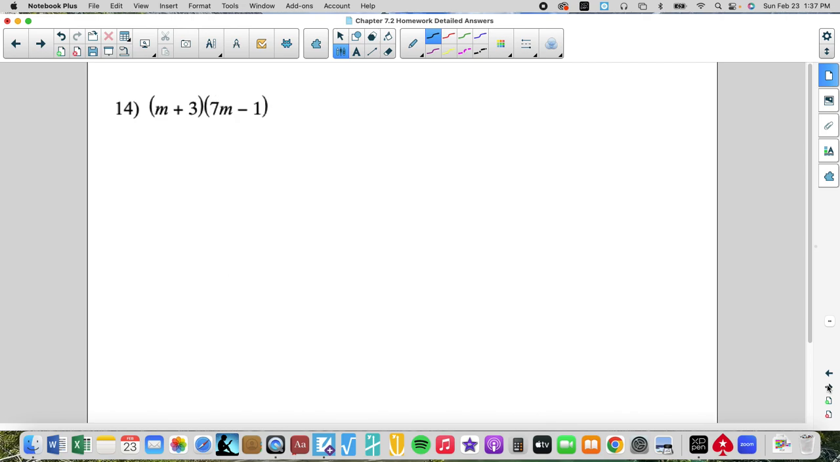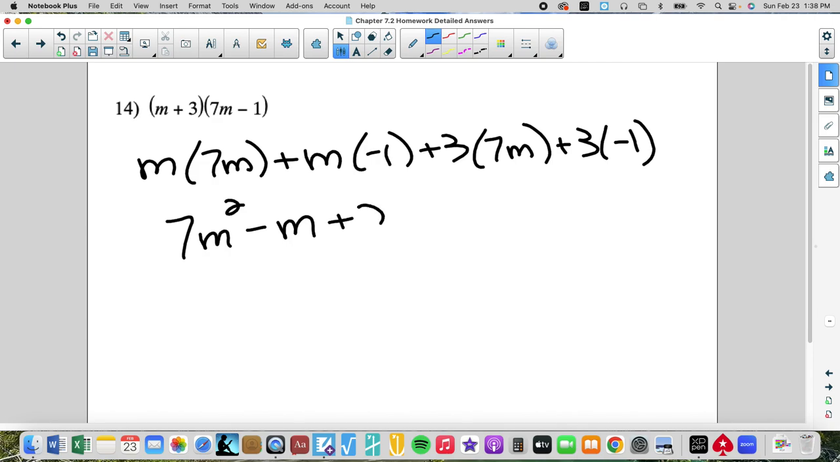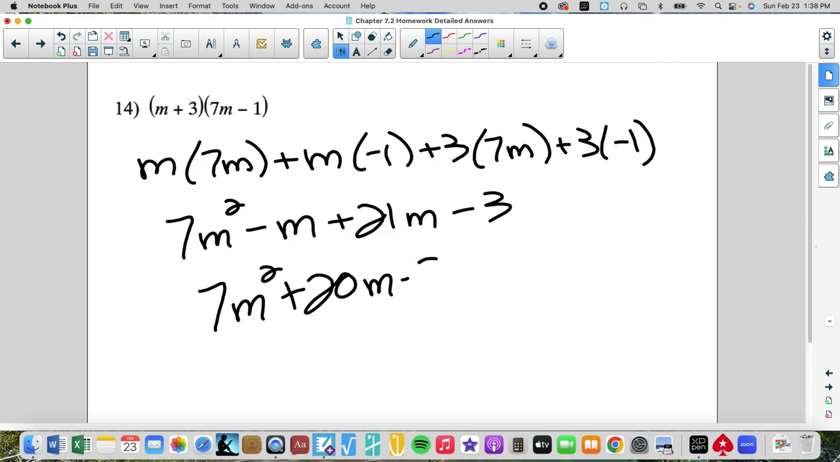Oh, this looks very similar to the other one we had done. m times 7m plus m times negative 1 plus 3 times 7m plus 3 times negative 1. m times 7m, 7m squared. m times negative 1, negative m. I don't write negative 1m. 3 times 7m is 21m. And 3 times negative 1 is negative 3. 7m squared plus 20m minus 3.